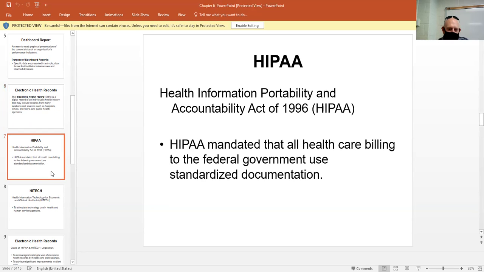HIPAA. What do we think of when we talk about HIPAA? There's one word that comes to mind for me. Privacy. Yep, you just said it. Privacy, confidentiality. That's against my HIPAA rights. There's been a lot of people yelling that lately about what? Vaccinations.